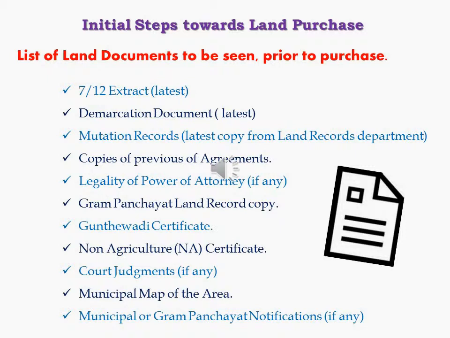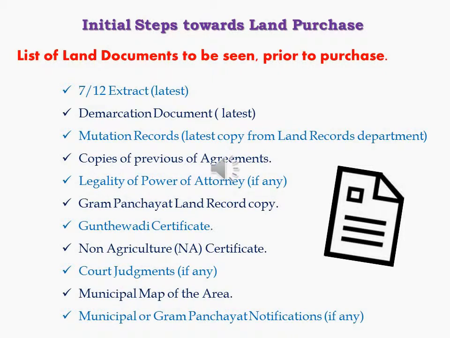Let's go on to the next document, and it says demarcation document. This is also a document which looks more like a map. It will show the overall area and then where your plot is located. Various agencies in various cities will issue this document. It may be called by different names in different places, but in Maharashtra it is known as a demarcation document. A copy of about a year old would be considered valid. In some cases even a 2 year old document is considered valid.